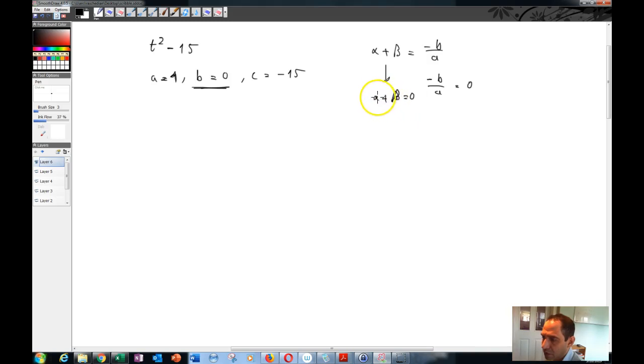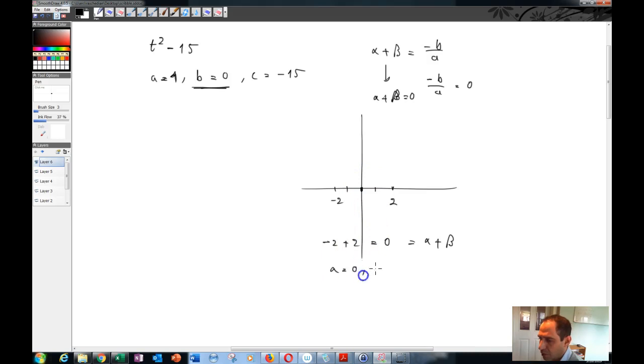Okay, so that's either both alpha and beta are equal to 0, or they are symmetric about the origin, meaning that, for example, your alpha could be negative 2, and beta could be positive 2, and then negative 2 plus 2 is equal to 0, and that's equal to alpha plus beta. Or if both of them are equal to 0, meaning that alpha is equal to 0 and beta is equal to 0, then alpha plus beta is equal to 0. So those are the different possibilities for this kind of situation.